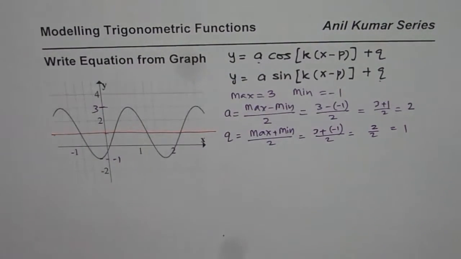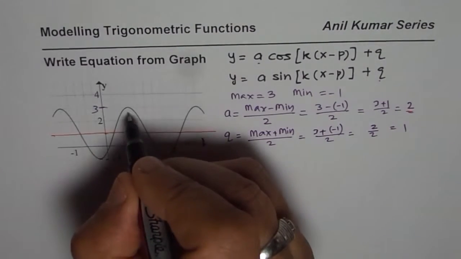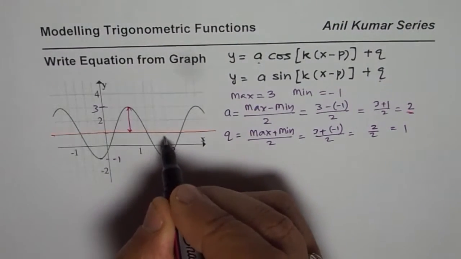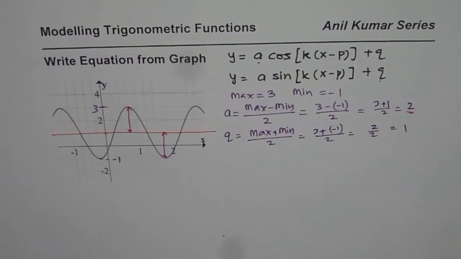So this is the axis for us, which is at 1, and then check whether you got the right amplitude or not. So if you go up from the axis, you are going 2 units up, that is correct, and 2 units down, perfect. So that is just the right answer, right? It is the first check which should be performed.